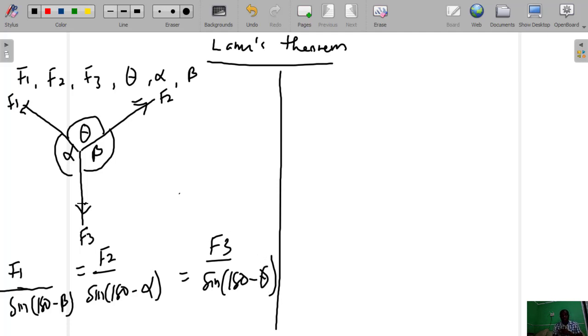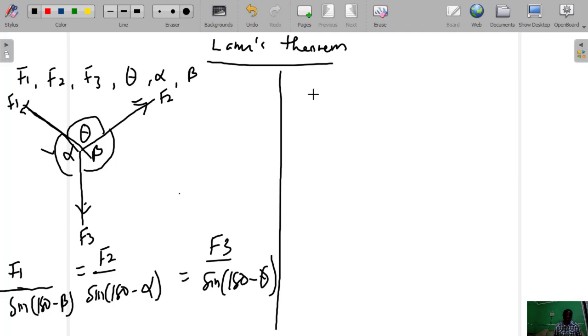When you talk of F1, it's facing beta here. F2 is facing alpha here. F3 is facing theta here. So that is Lamy's theorem. So we are going to take an example of Lamy's theorem.